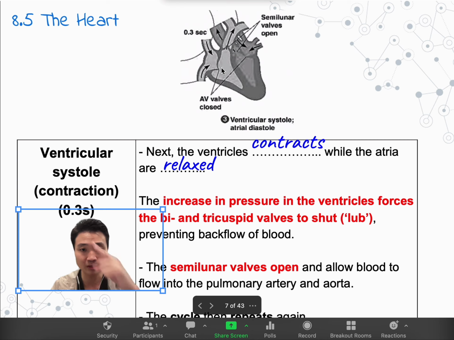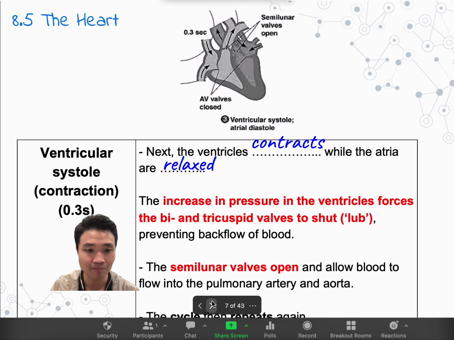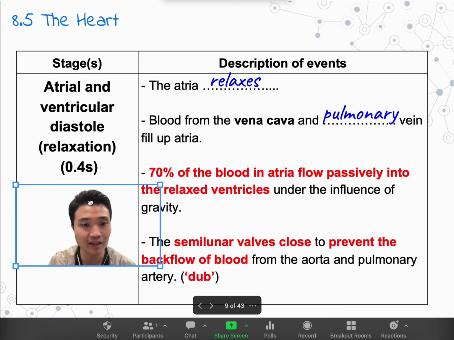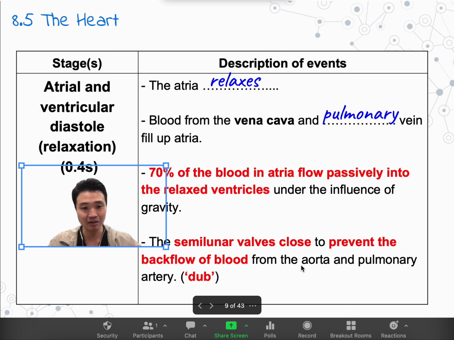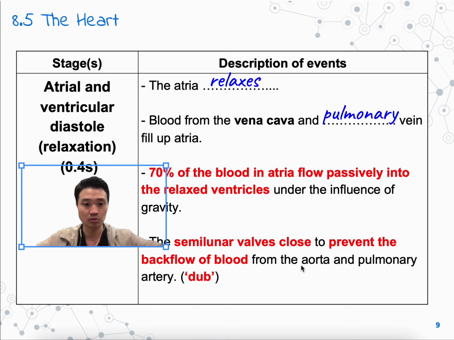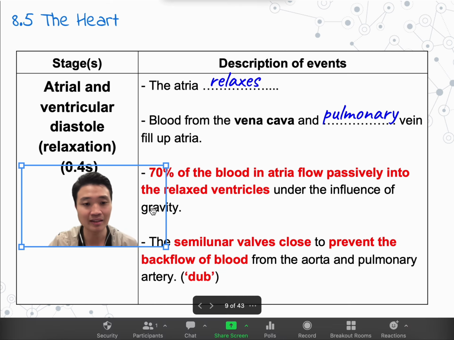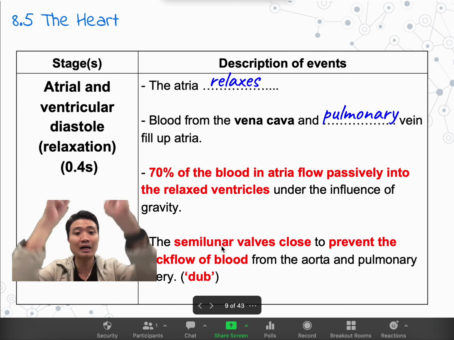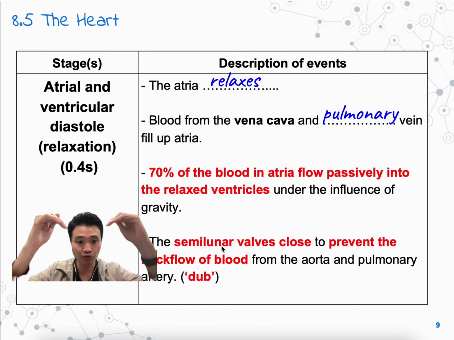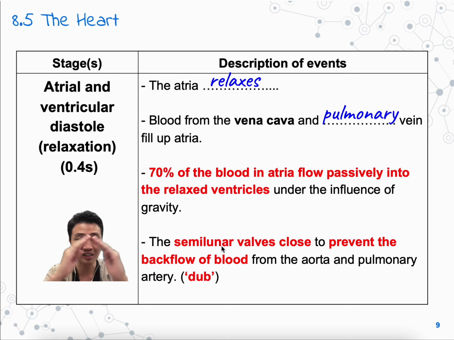So these two, follow Mr. Cho's mouse up there, will shut, this one will open. Finally, during the last phase, atrial and ventricular diastole, everything relaxes. Number 1, blood from the vena cava and the pulmonary vein will flow into the heart, from the atrium to the ventricle straight, because the bicuspid and tricuspid valves are open. And then after that, the semilunar valves at this place will close. Because remember, the blood from just now was squeezed up. If the heart is going to relax, blood might want to fall back. So the semilunar valves must close at this phase to prevent the backflow of blood.